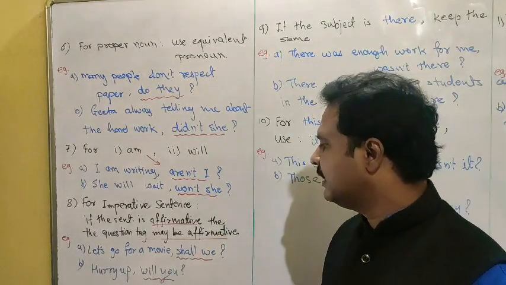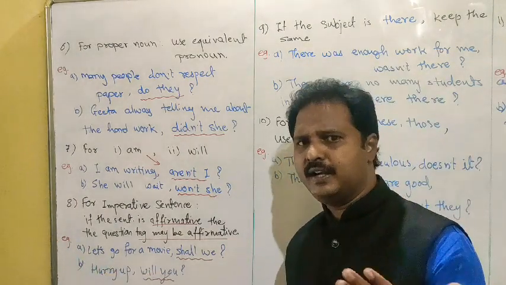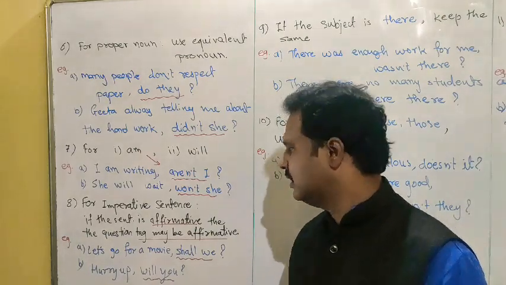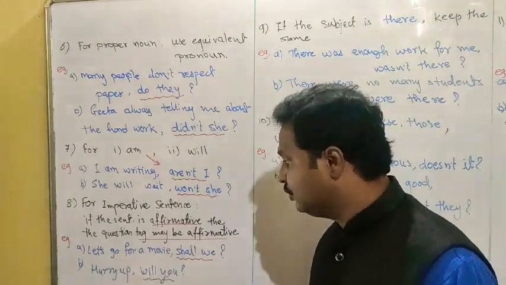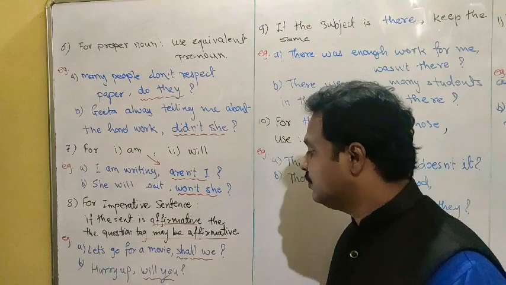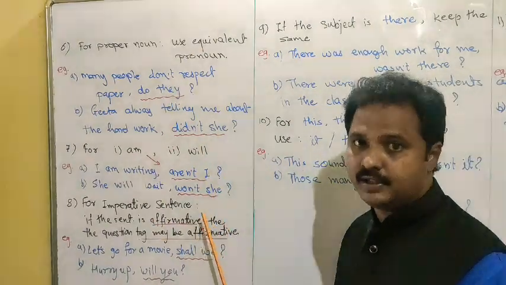Then hurry up. For hurry up, we use will, as it is used in the future tense. Hurry up with your study, hurry up for going to the market. For that, will is used. For hurry up we have to use will you, because with hurry up we are addressing someone. That's why we use you here. So here are the rules six and seven. Very important, keep that in mind.